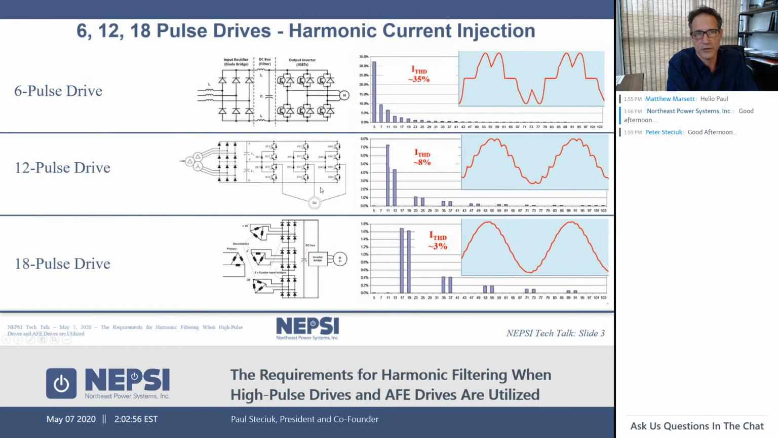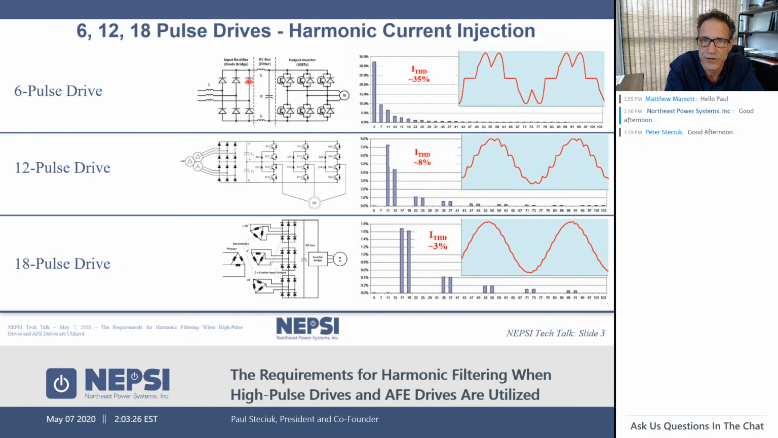some information about drives. Again, this presentation is about 6, 12, and 18 pulse drives. High pulse drives are normally considered 12 and 18 pulse, and the lower pulse drive, 6 pulse drives, would be considered a low pulse drive. When we talk about pulses, what we're talking about is the number of diodes on the front end of the rectifier. So a bridge rectifier, when it's a 6 pulse drive, is the simplest form of drive.